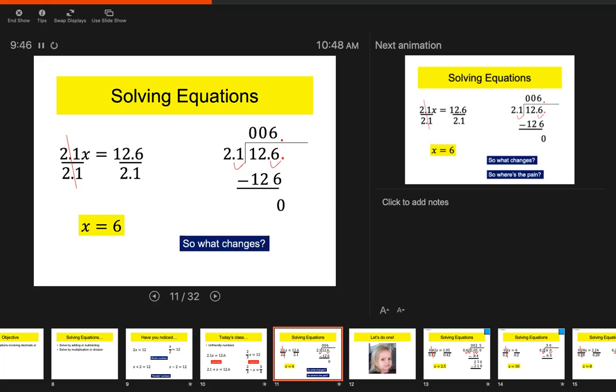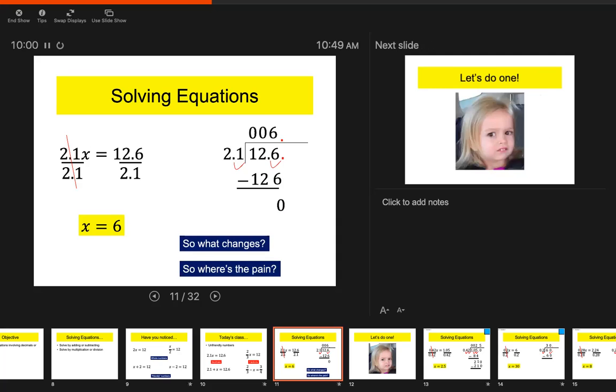All right. So what really changes? Is anything that we did different from solving a normal equation? It stays the same. Clearly, there's more work to do when there's decimals involved, right? That's the pain. The pain is you've got to do decimal long division. You can't do some, 10 divided by 2 is 5, right? You're going to have to do scratch work.